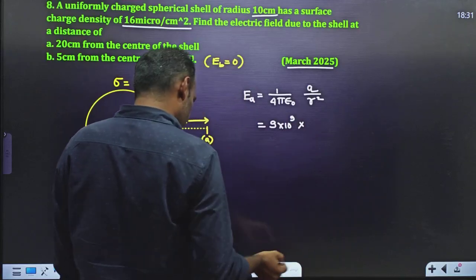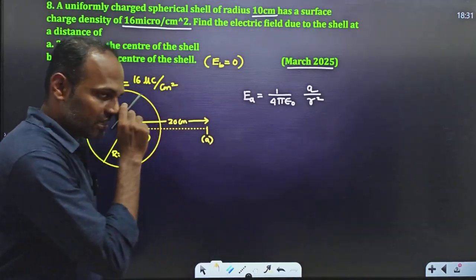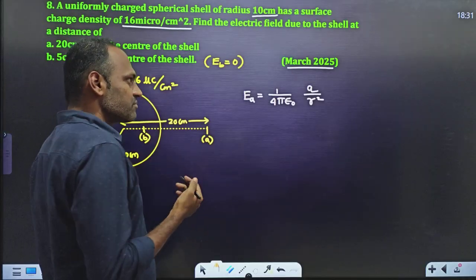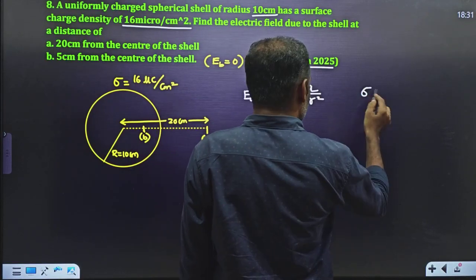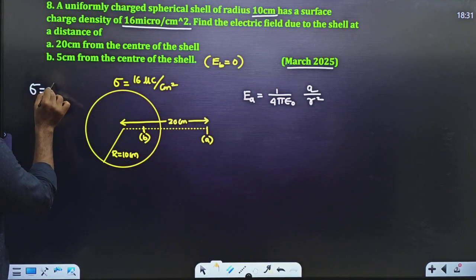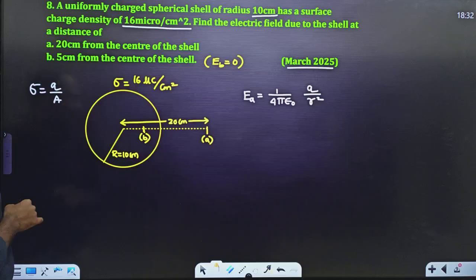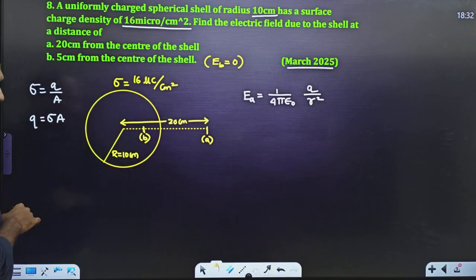How much is the charge? Okay, here the charge is not given, the density is given. So let us express this in terms of density. We know surface charge density. How do we write surface charge density? We write it like this. Surface charge density means it is charge per unit area, right? Then charge is equal to surface charge density into area.